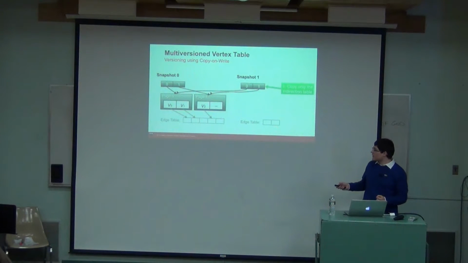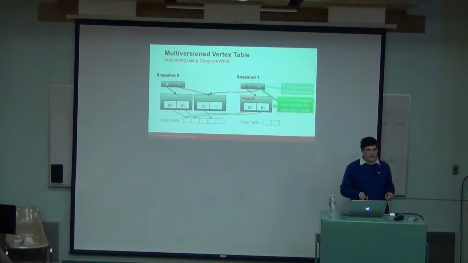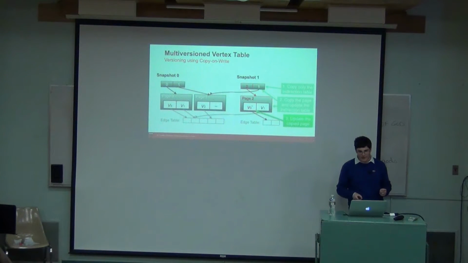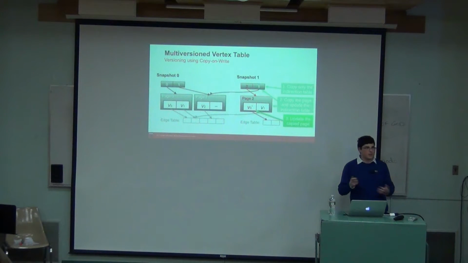Now, let's say there are 2 new edges coming to vertex 0, so we need to modify v0. We're going to do that by first copying the page that contains v0 and updating the indirection table accordingly, and then finally we can update v0 to point to the new edges. And now this contains all the new information, but notice that page 1 is shared by both snapshots. So we're actually saving memory because we are only copying the smallest number of pages that we need to.